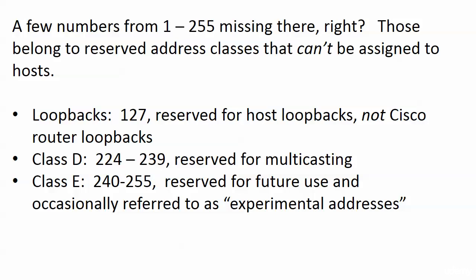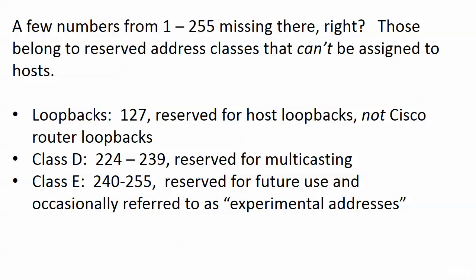And if we try to put an address on a Cisco router loopback that starts with 127, the router is going to bounce it right back at you and say you can't do that. So please keep that in mind. The loopback range begins with 127, but they're for host loopbacks, not Cisco router loopbacks.